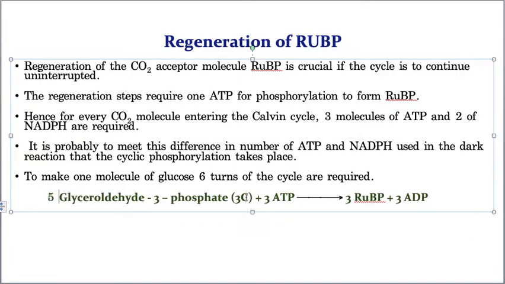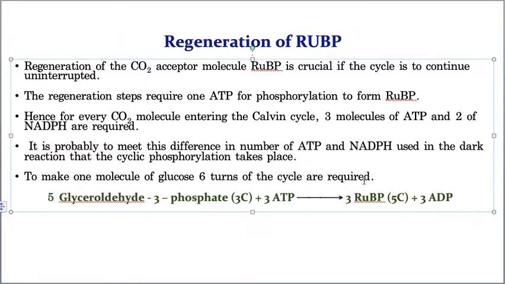Now these 5 glyceraldehyde 3 phosphates, with the help of 3 ATPs, produce 3 RuBPs. Each RuBP has how many carbons? You remember, right? 5 carbons. Now 5 times 3 is how much? 15. Now 3 times 5 is how much? 15. Now the number of carbons here and here is exactly equal.